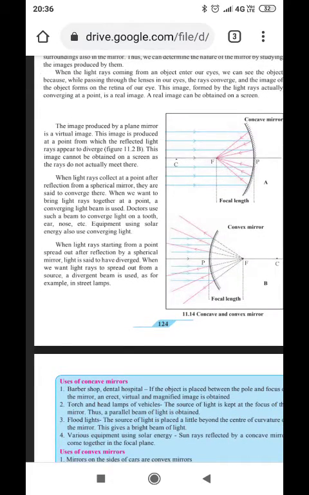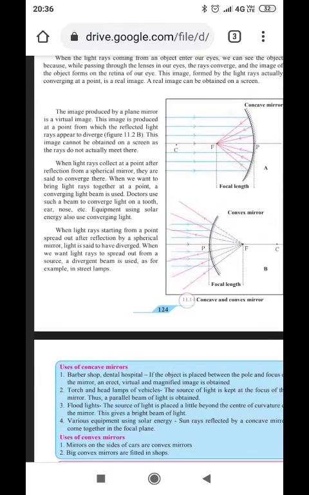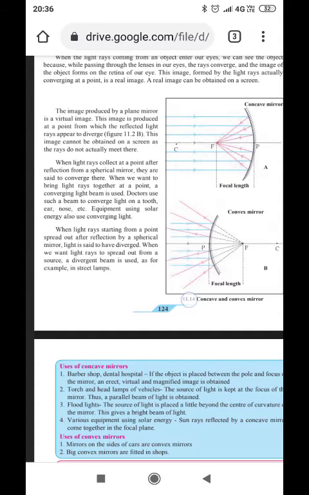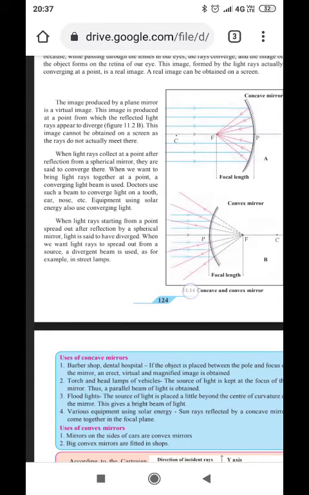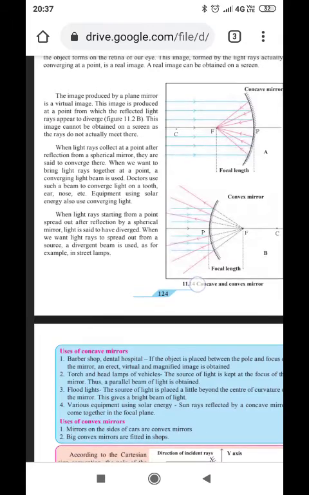There are other factors which will help us to determine whether the mirror is concave or convex. The image produced by a plane mirror is a virtual image. Why? Because the rays of light actually do not intersect each other. They only appear to us that they are intersecting, and the image formed is not on the screen but behind the mirror. The image is produced at a point from which the reflected light rays appear to diverge. Thus the image cannot be obtained on a screen as the rays do not actually meet there.